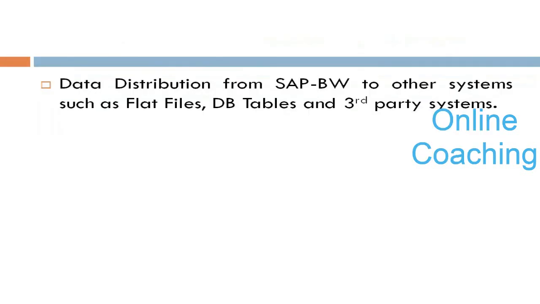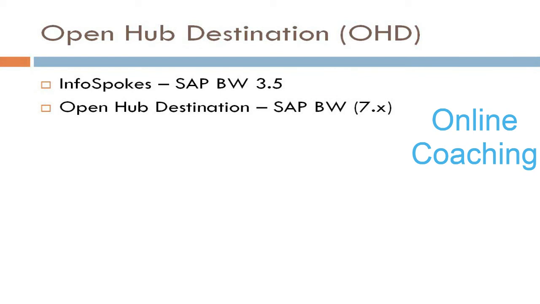Okay, so what is data retraction? A data distribution from BW to other systems. As of now, you have seen all the exercises on how to load data into BW. But now you're going to load the data from BW into other systems, such as flat files, database tables, and third-party systems. We have only three options.